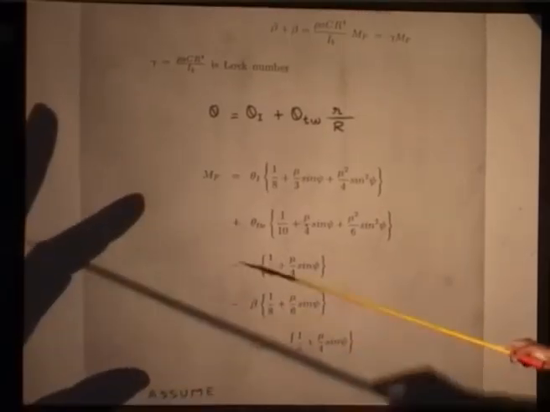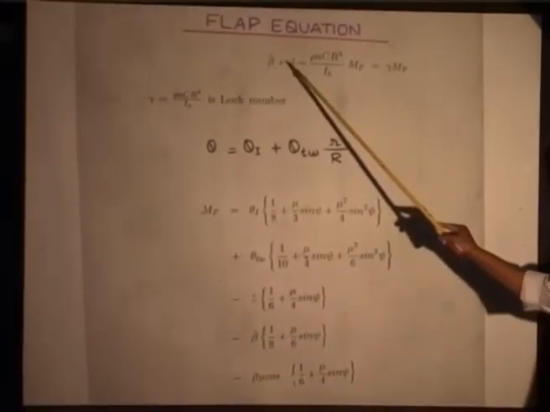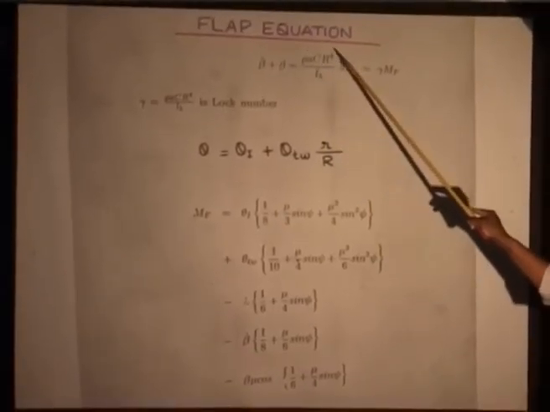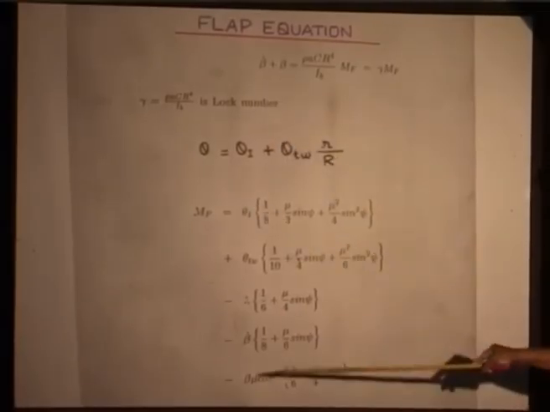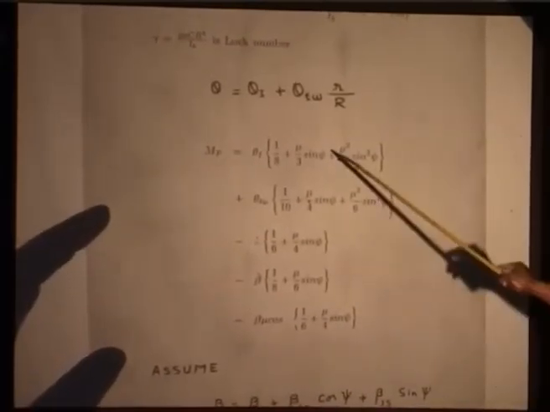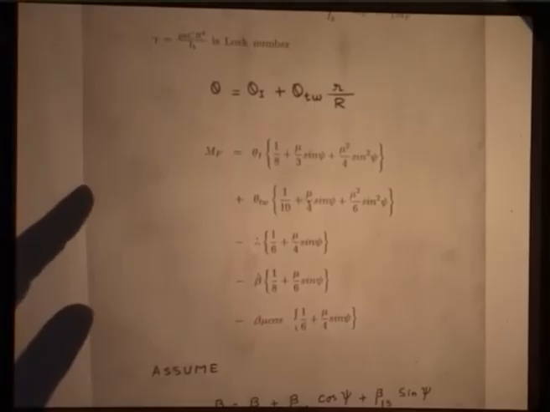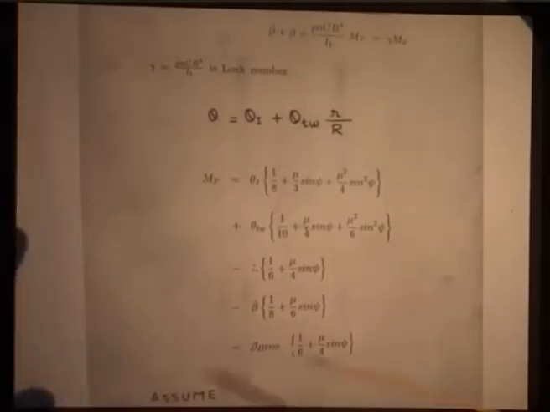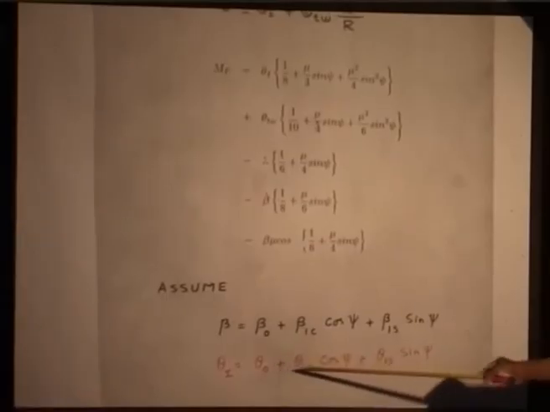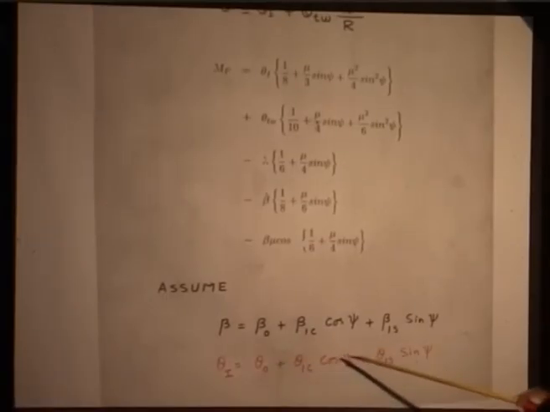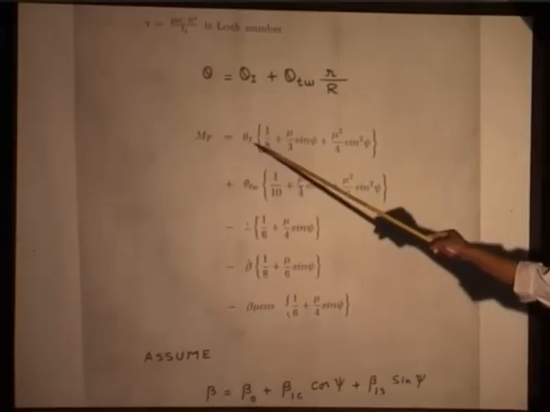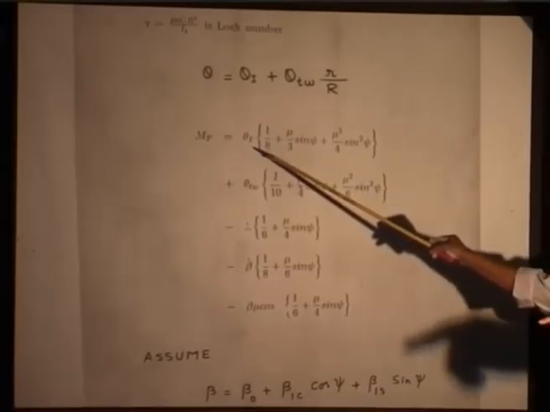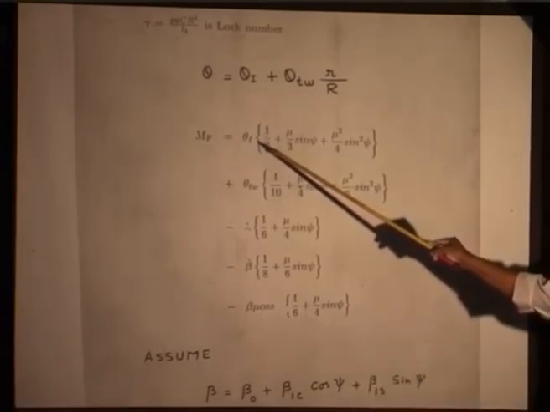This is what I have written there. Beta double dot plus beta is gamma M_F. Gamma is the Lock number and M_F is given here. Please note M_F is this. Now if you look at this equation, theta I, what I use as theta, is actually theta I. Theta I is given by, this is what the pilot gives. Theta naught, theta 1c cos psi, theta 1s sin psi. That is the input the pilot is giving. So you have to multiply that term here. Theta naught, theta 1c cos psi, theta 1s sin psi, everything will come in this place. Input.